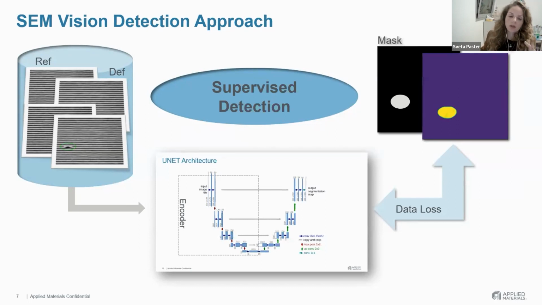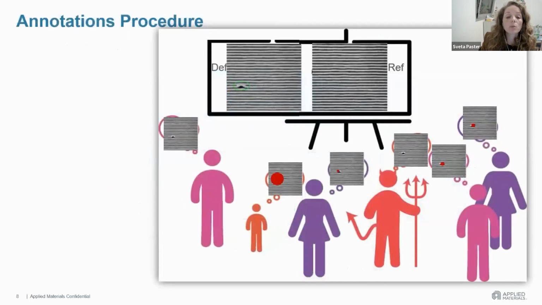Now, before I say more details about our solution, I want to refer to supervised detection, or in our case, supervised segmentation. When we're talking about supervised detection, the optimal scenario is to have a lot of images, a lot of defects in our case, and very accurate and tight annotations.